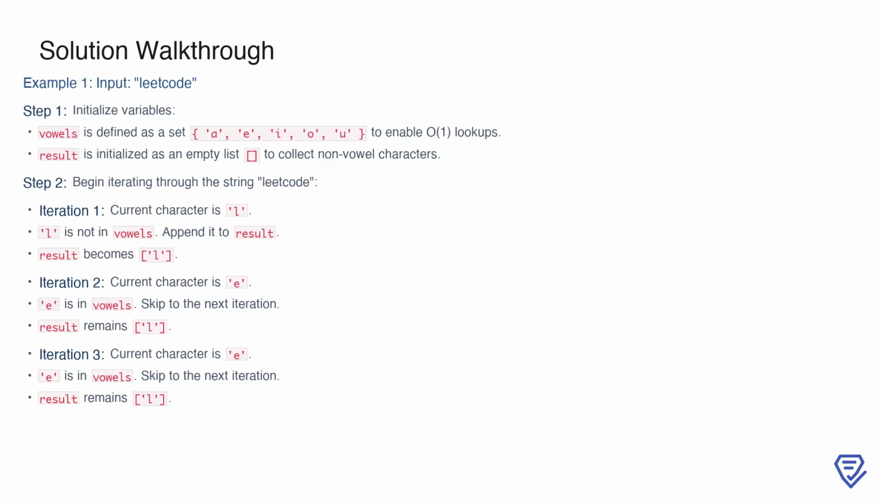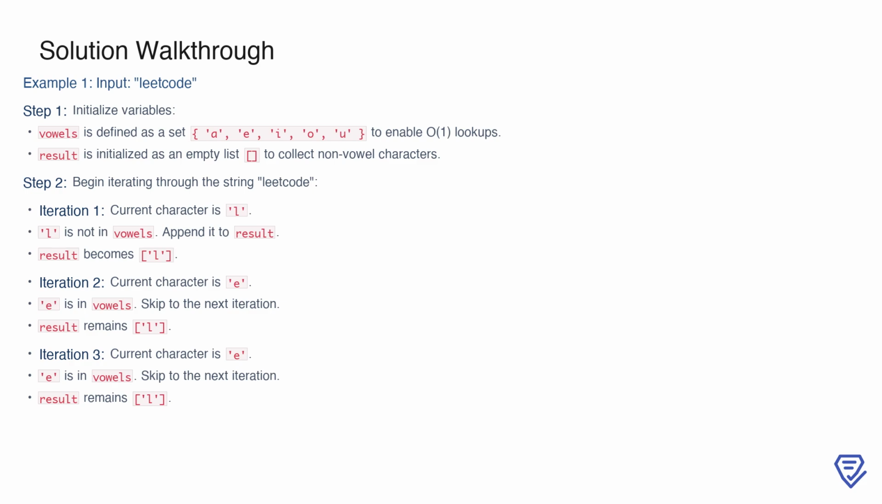To solve the problem of removing vowels from a string, we start with an example where the input is LeetCode. First, we initialize two key variables. The variable vowels is a set containing all the lowercase vowels, a, e, i, o, and u. Using a set allows us to perform quick O(1) lookups to check whether a character is a vowel.